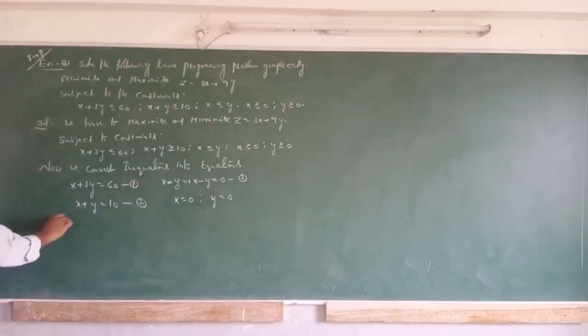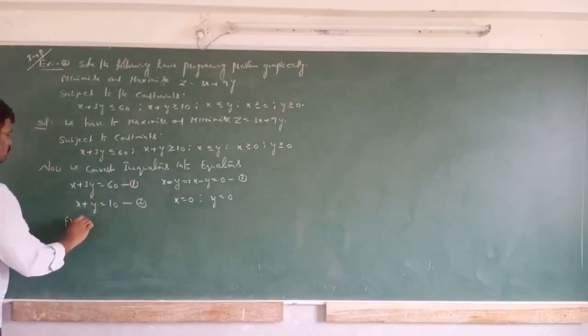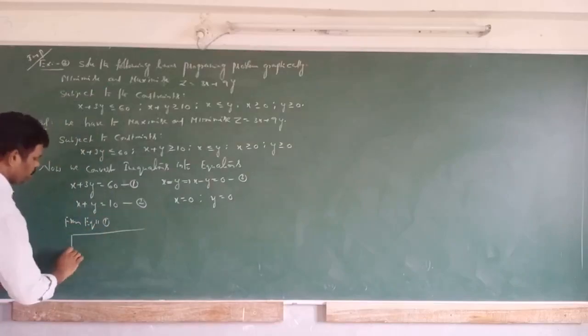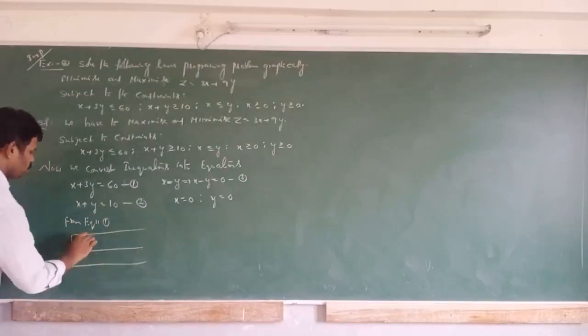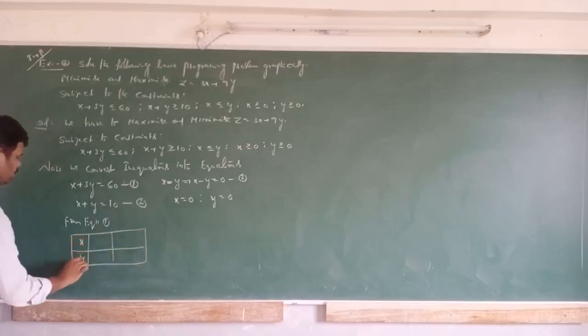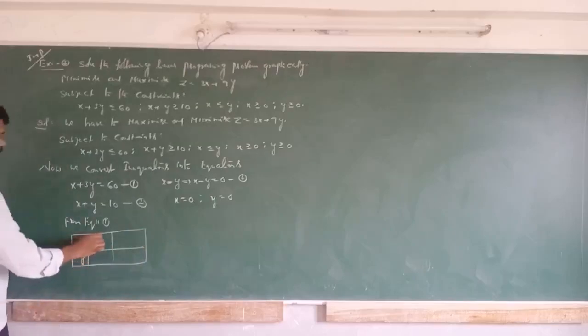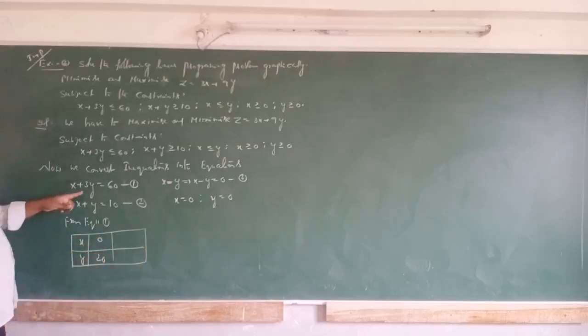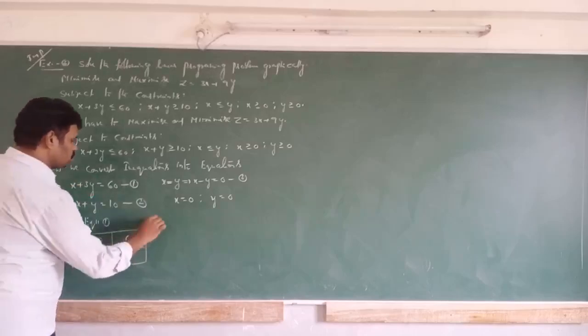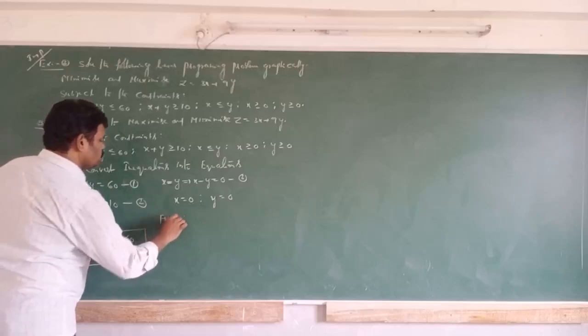Now from equation 1, we find the x and y value coordinates. Here, x is equal to 0, then y is equal to 20, since 3 ones are 3, 20. y is equal to 0, x is equal to 60. Then from equation 2.